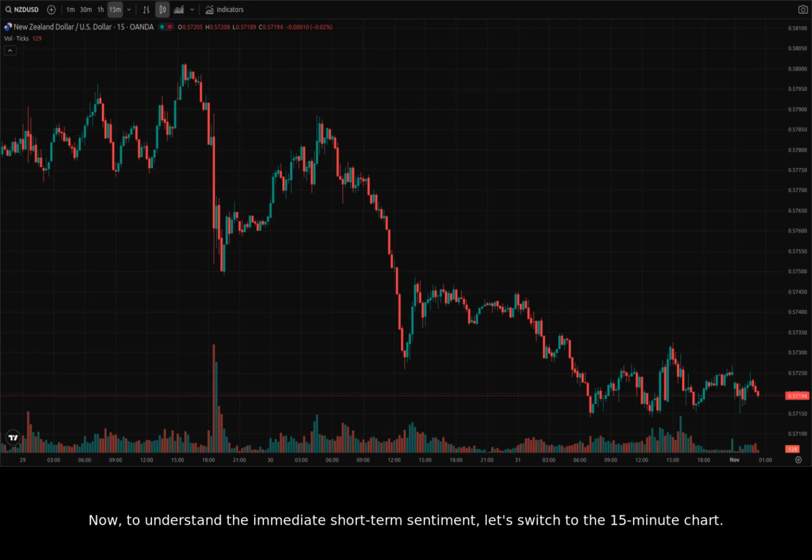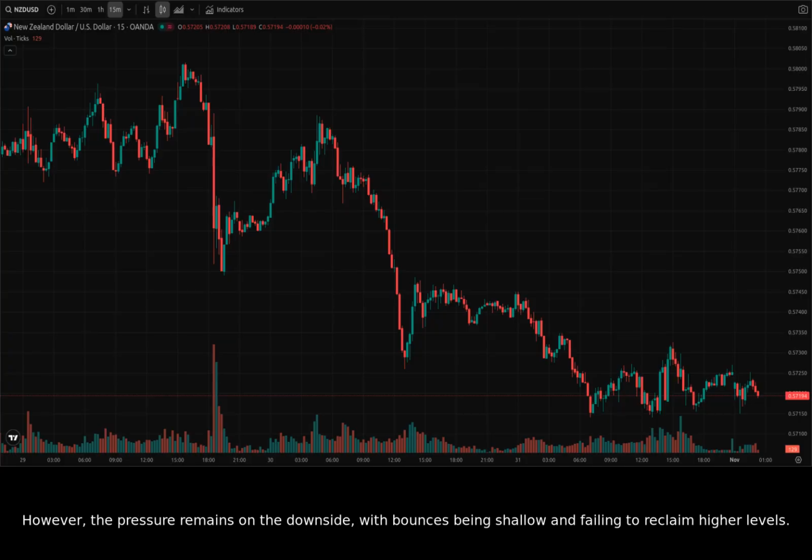Now, to understand the immediate short-term sentiment, let's switch to the 15-minute chart. This gives us a granular look at the price action over the last few trading days. As we can see, since the rejection from the 0.5800 area, the price has been in a choppy, downward channel. The action has been contained between roughly 0.578 on the upside and 0.572 on the downside. This suggests a period of consolidation after the recent sharp moves.